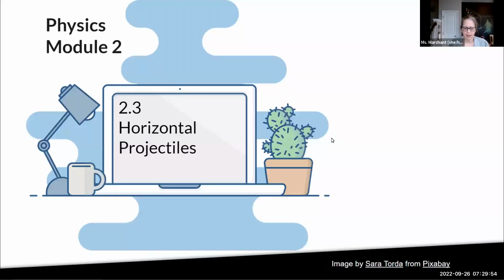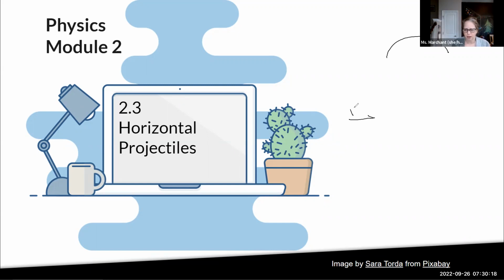Here we go. Module 2, Lesson 3, Horizontal Projectiles. So anytime something is shot to the right, that can be an arrow, that could be a baseball, it does not matter. These ones just don't have any angle to them. Okay, so we're not worrying about some of the other forces that will come into play later. These ones are going horizontal.